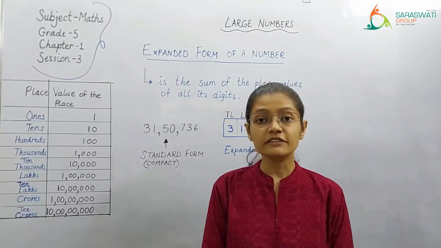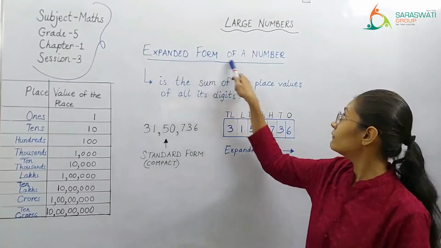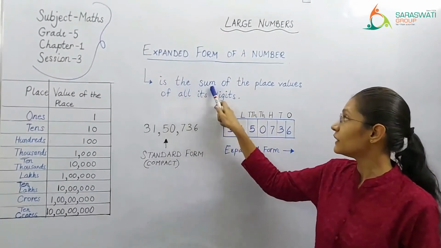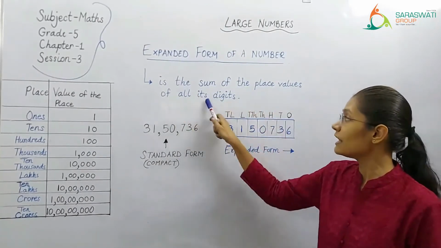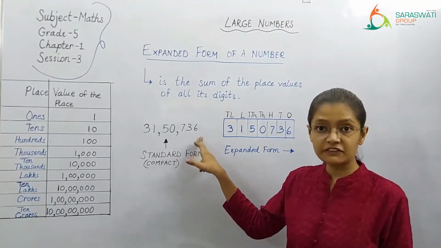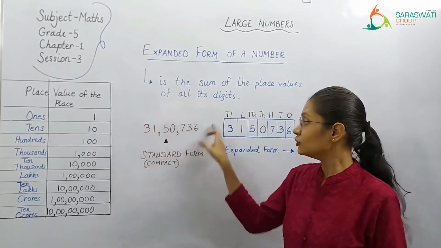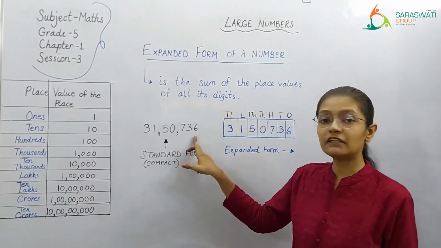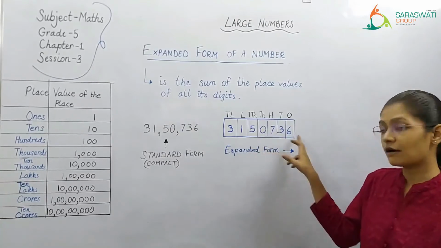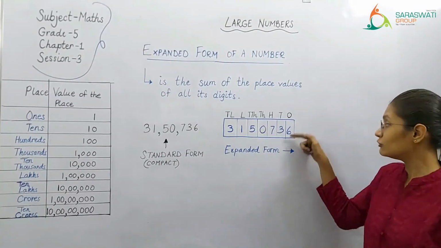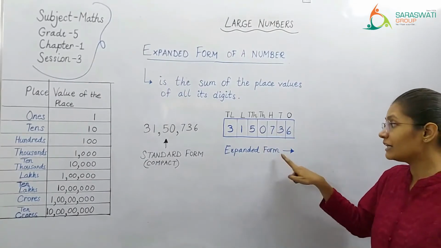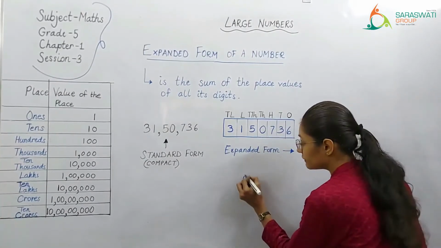Now students, let us recall the concept of expanded form of a number. The expanded form of a number is the sum of the place values of all its digits. Now, over here taking the same number from the previous example, this is the standard form or the compact form of the number, and let us write the expanded form of this number. We have just seen the place values of each of the digits in this number. Now, let us write the expanded form of this number in words first.